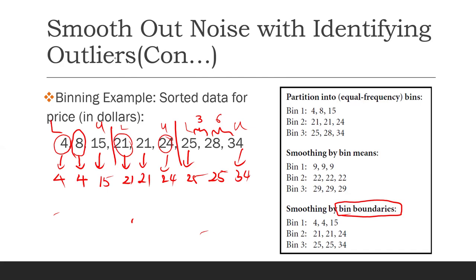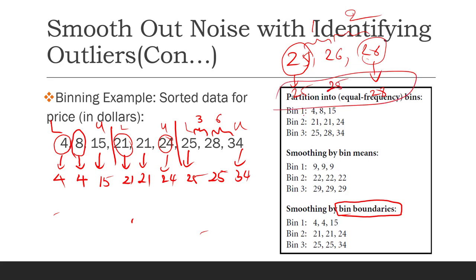His question: there is a bin called 25, 26, 28, right? So the lower boundary is 25, upper boundary 28. Here we can replace by 25, here we can replace by 28. So here, 26. The distance between 25 and 26 is 1. The distance between 26 and 28 is 2. So it's close to 25. Here we can replace with 25, right? So 25, 25, 28.